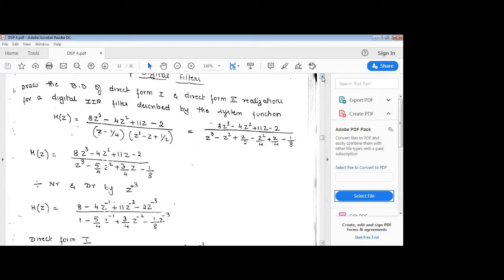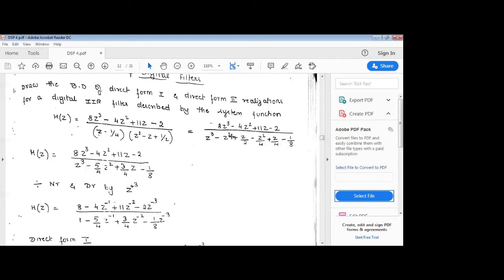What is the transfer function? You can just listen now and try to do it later. H of z is equal to 8 into z cube minus 4z square plus 11z minus 2, divided by the denominator z minus 1 by 4, the entire thing into z square minus z plus 1 by 2. We multiplied the denominator, and we got a third order transfer function.